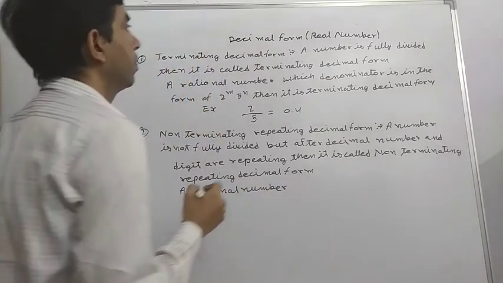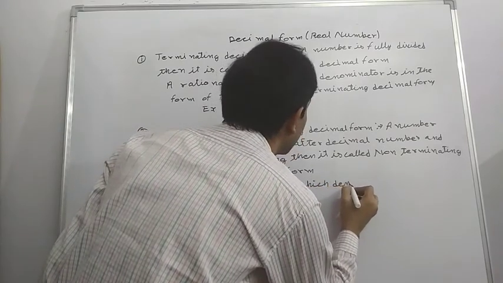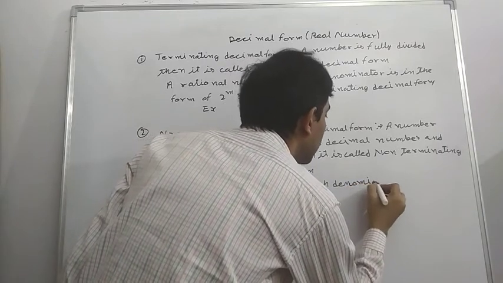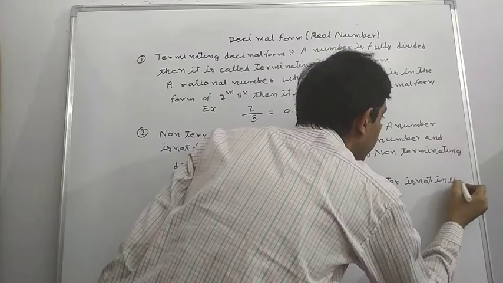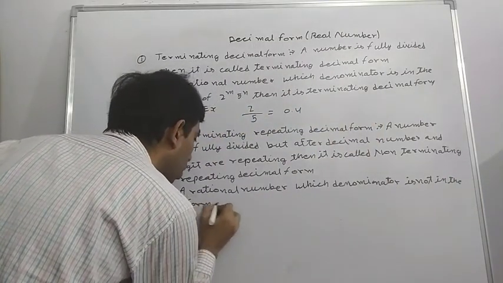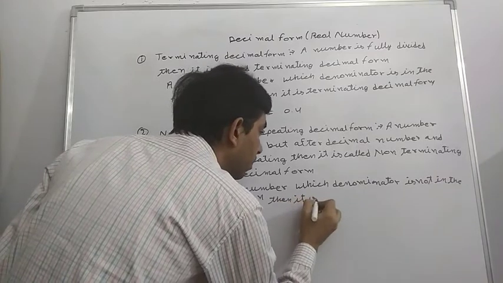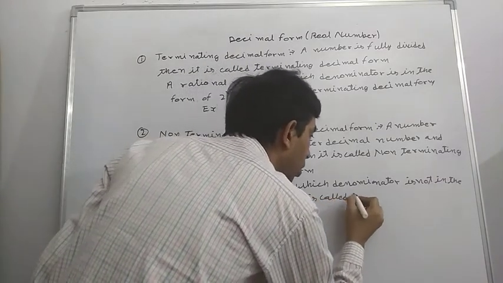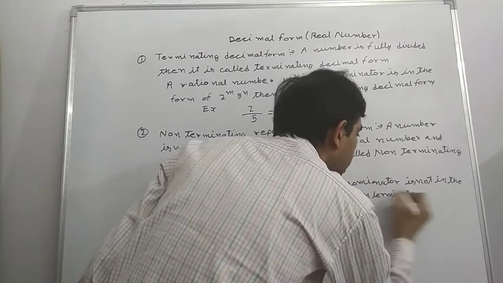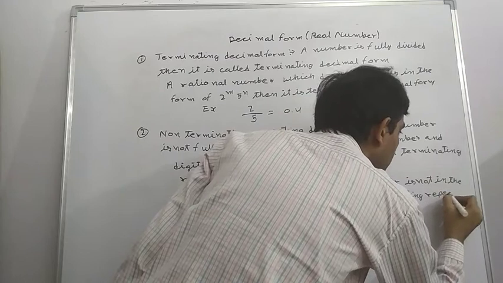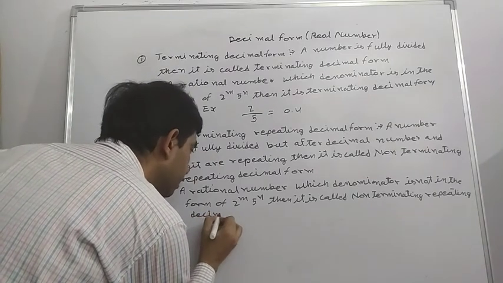A rational number whose denominator is not in the form of 2 to the power m, 5 to the power n, is called non-terminating repeating decimal form.